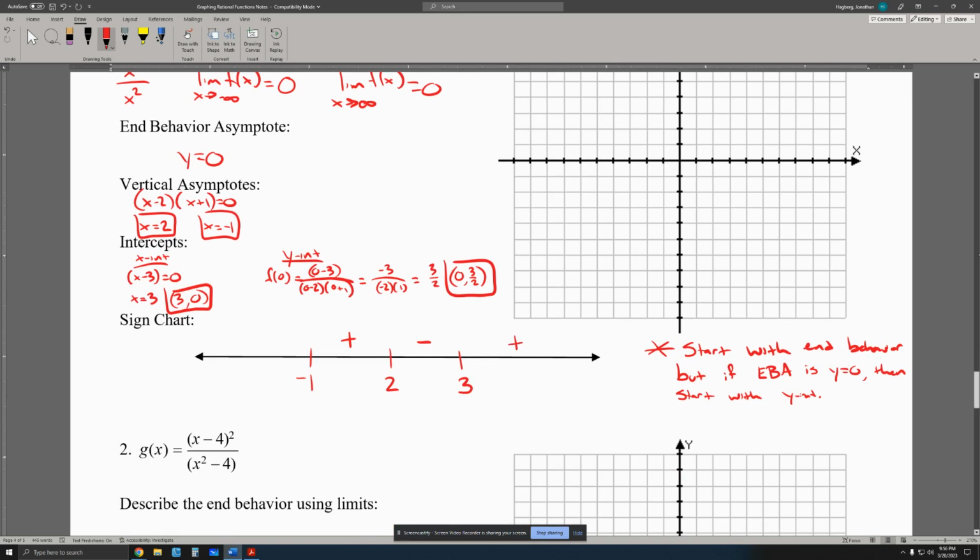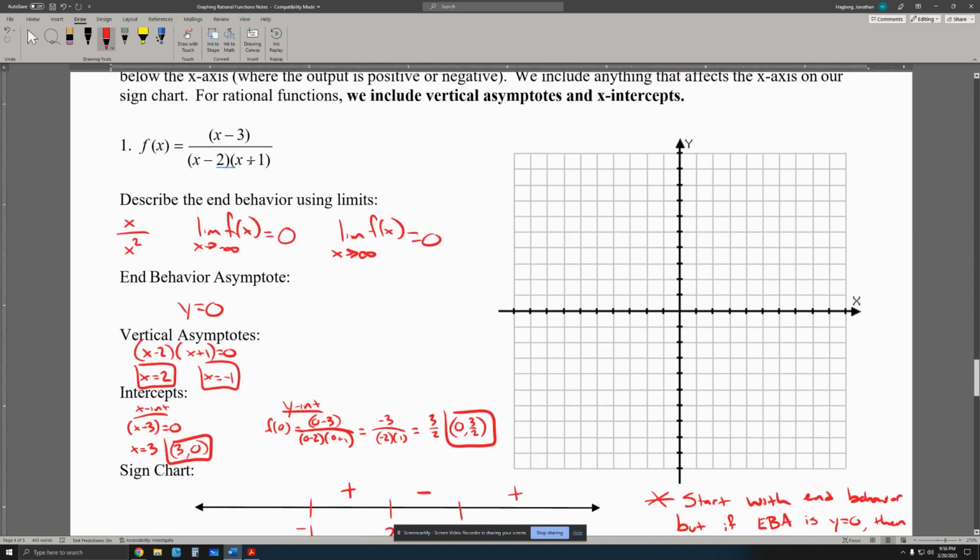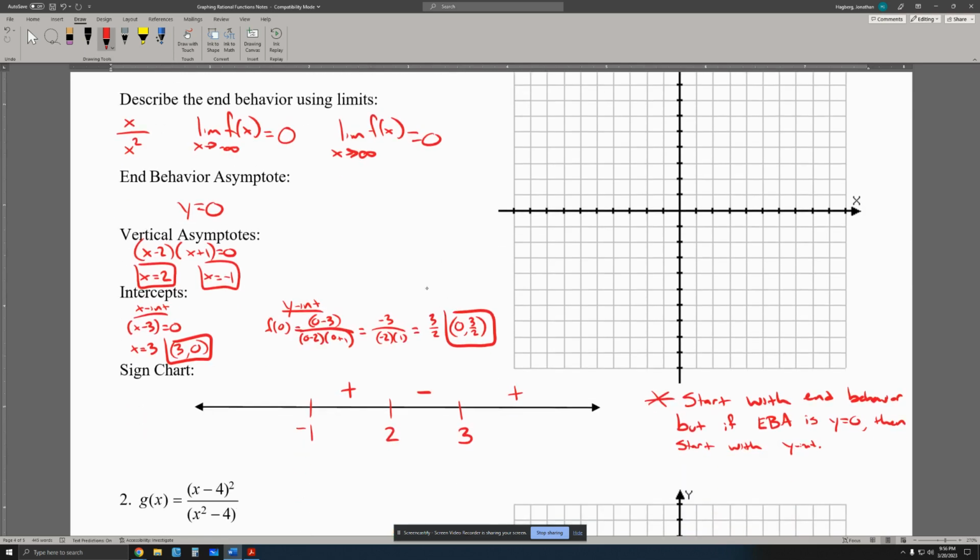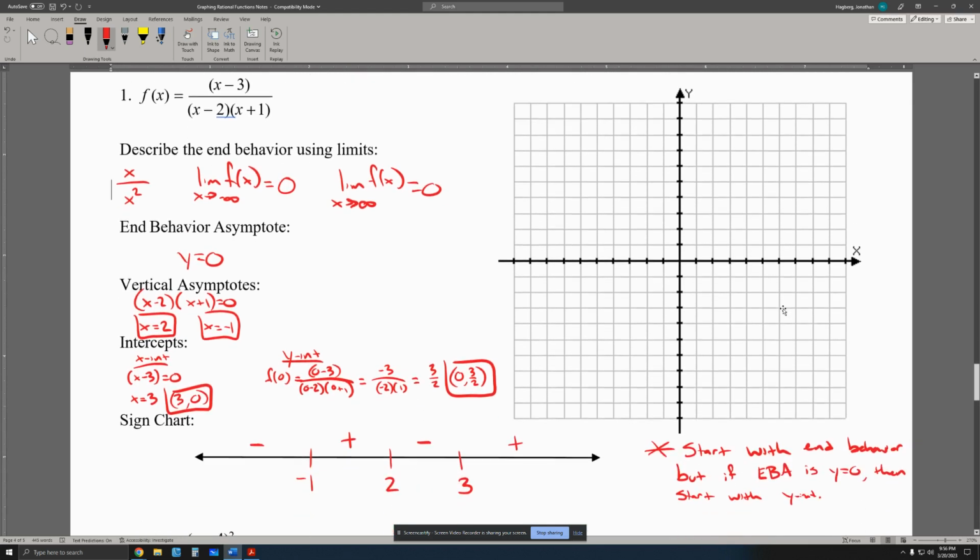So we know that the right-hand side is going to be positive. And finally, at -1, on the other end, that's this factor down here in the denominator, or vertical asymptote, has multiplicity 1, so it's going to change sign over that too. Let's go ahead and sketch this graph.